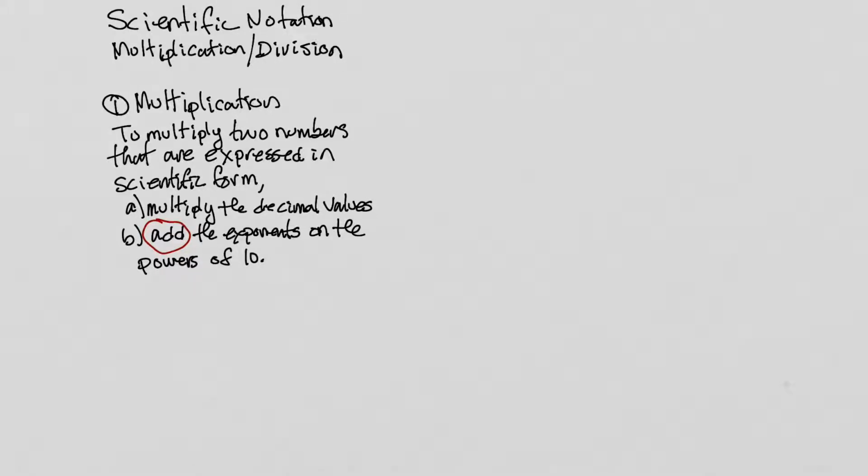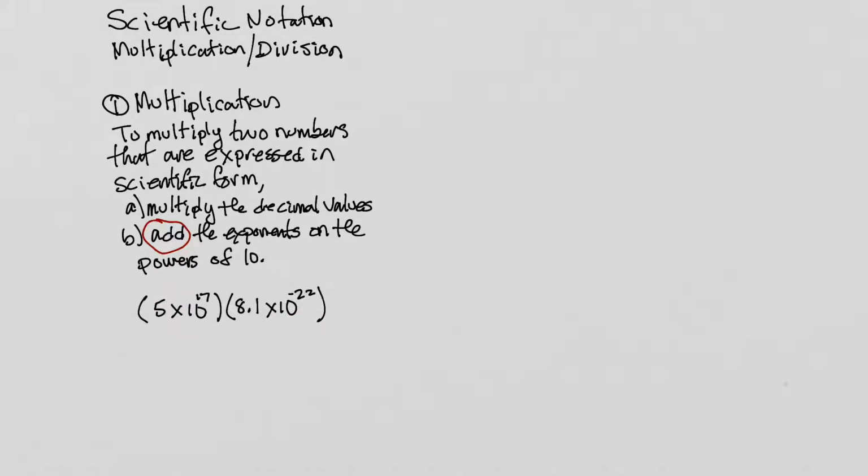Let's talk about multiplying and dividing numbers that are expressed in scientific notation. So what we're going to do here is multiply the decimal values together, and then we're going to add the exponents of 10. Let's try it with this example here. Let's suppose that we have 5 times 10 to the 17th, and we're going to multiply that with 8.1 times 10 to the negative 22.